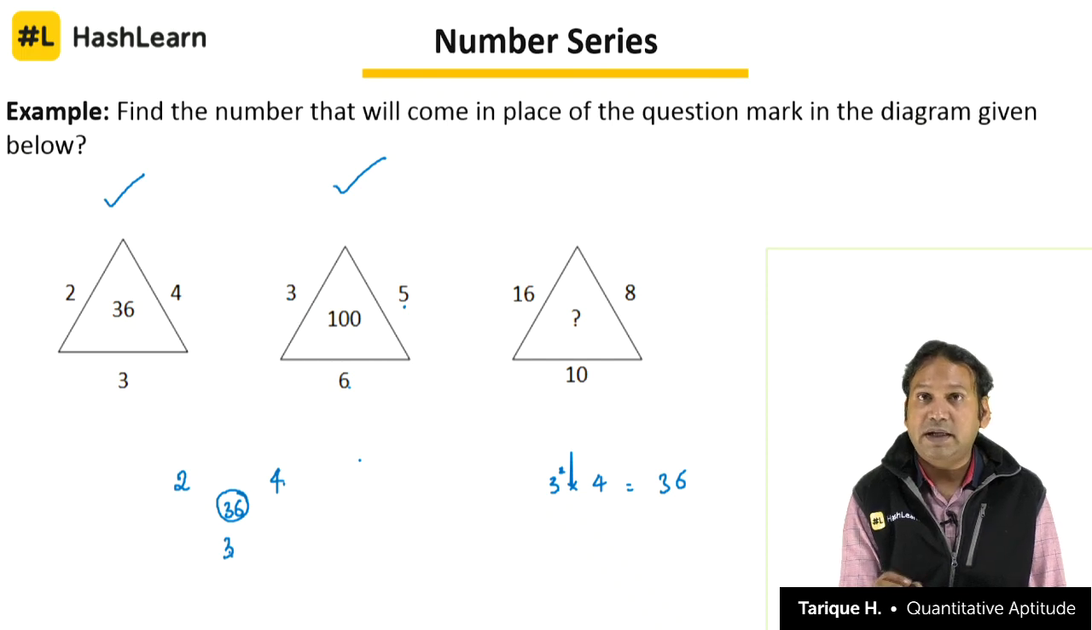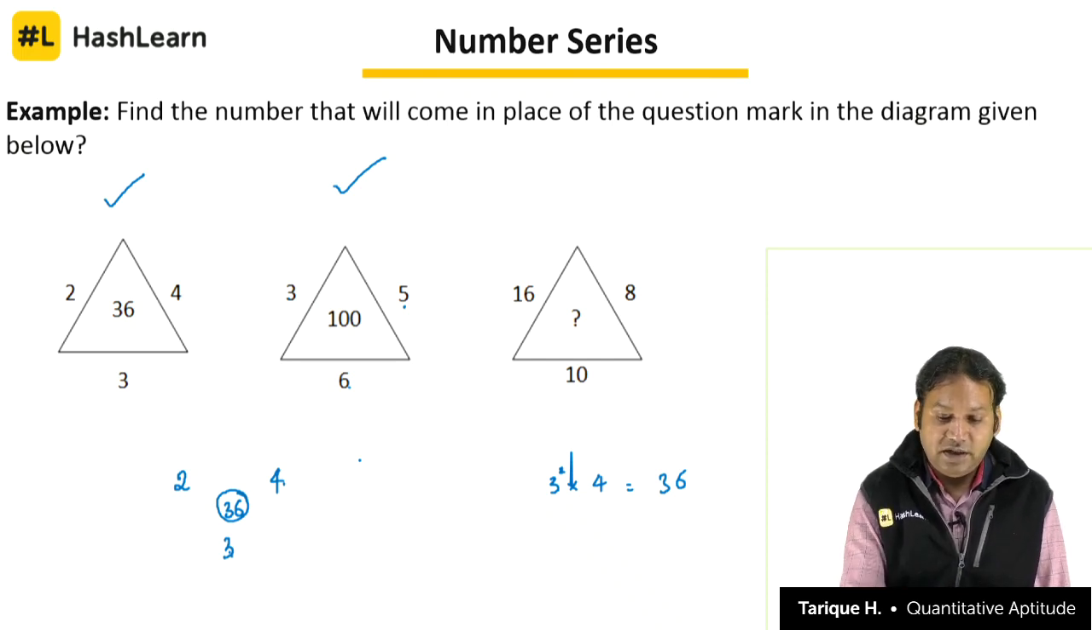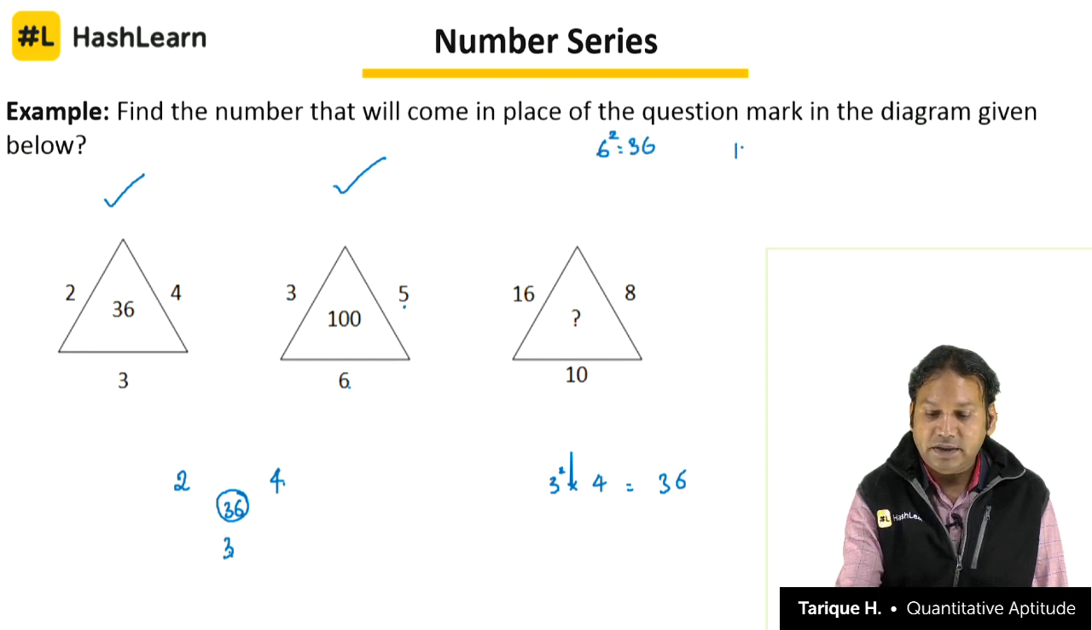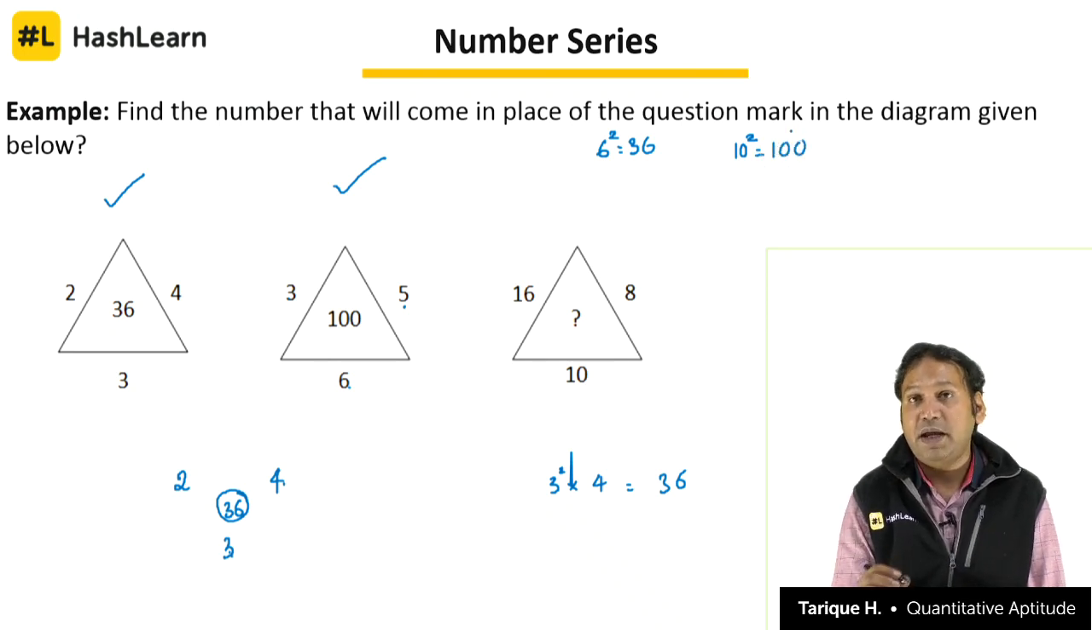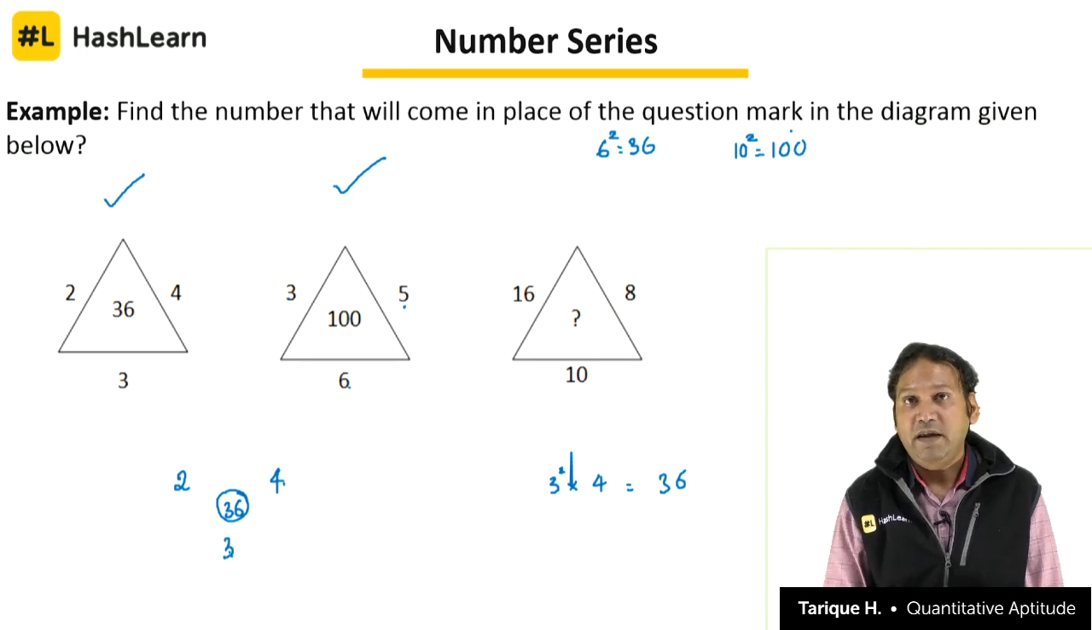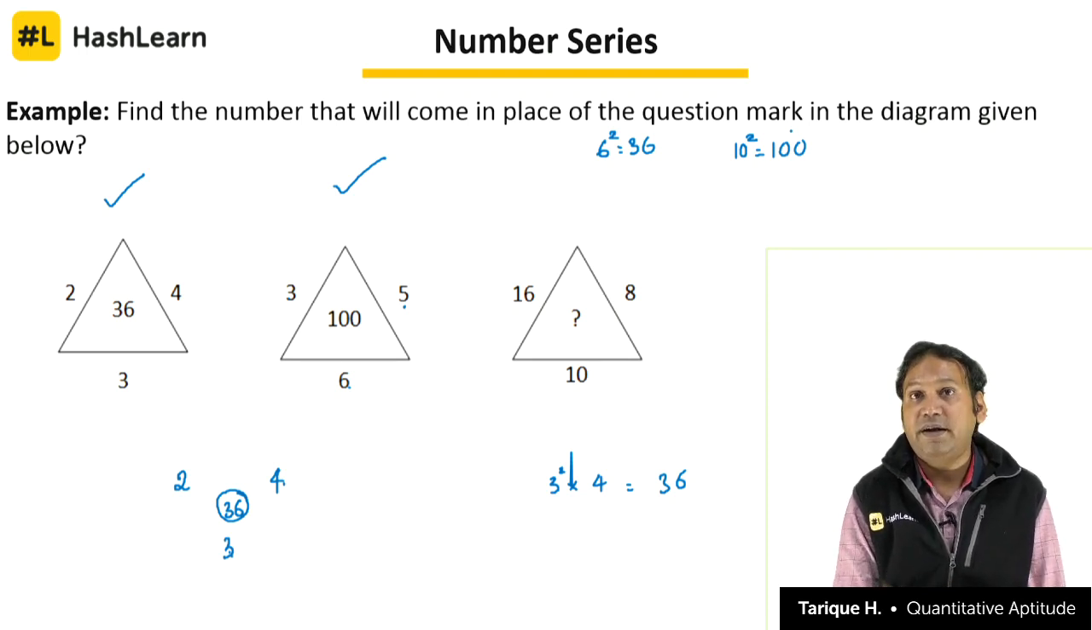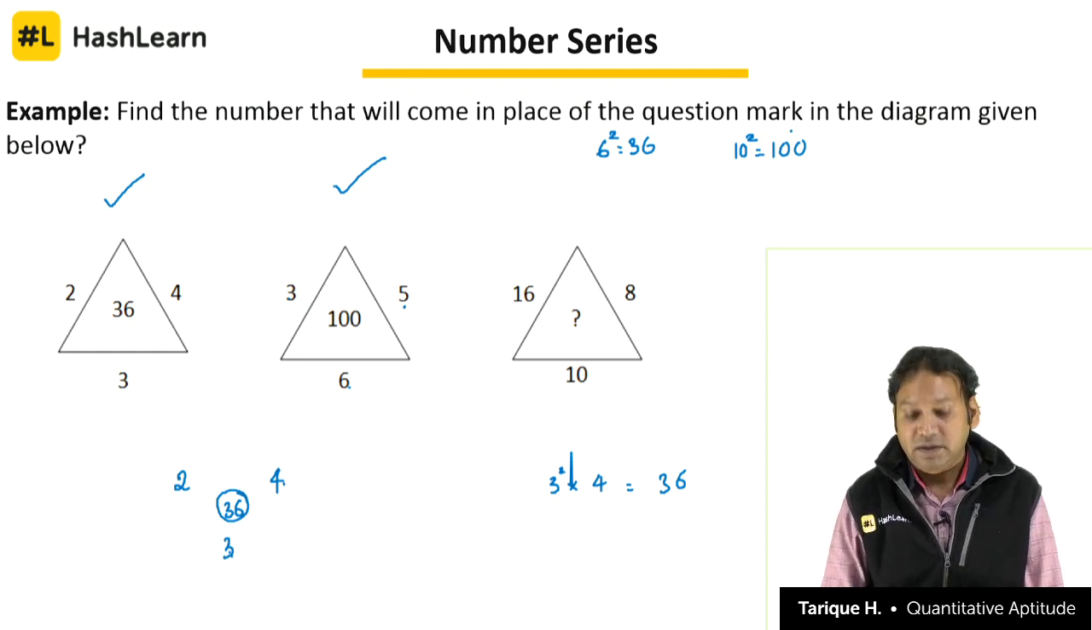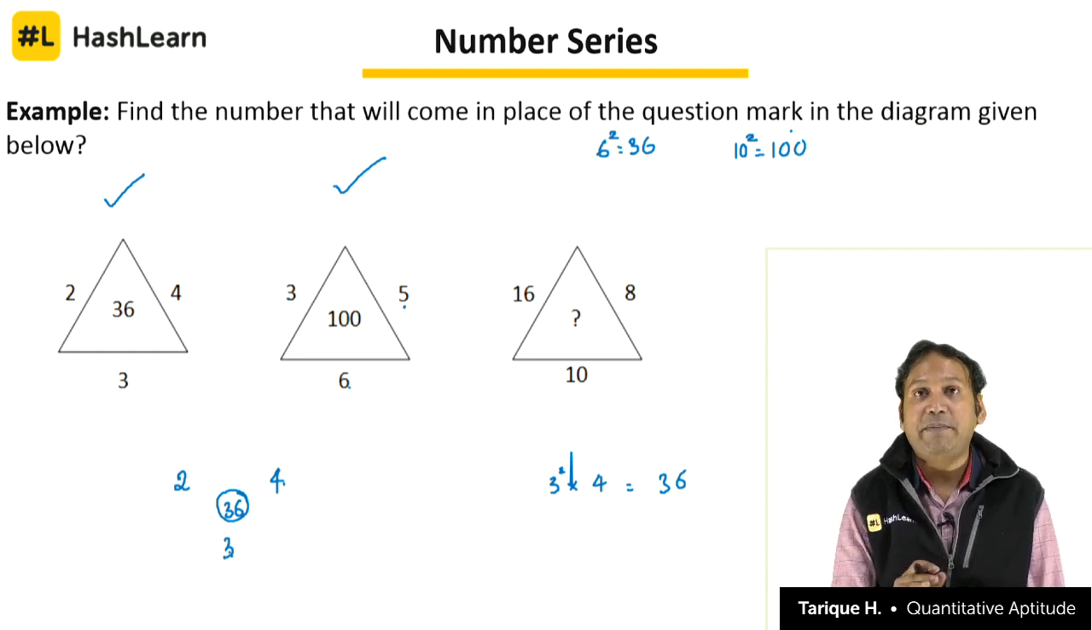First of all, one clue that is definitely there is that 36 is nothing but 6 square and 100 is 10 square, so it cannot be a mere coincidence. सिर्फ इत्तेफाक नहीं है कि ये दोनों नंबर्स जो हैं बीच में दोनों परफेक्ट स्क्वायर्स हैं. If both the numbers 36 and 100 are perfect squares, then there is a good possibility. संभावना है यहाँ पे कि स्क्वायर बेस्ड हो.